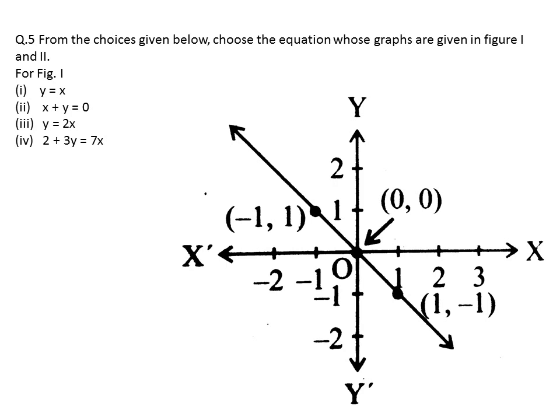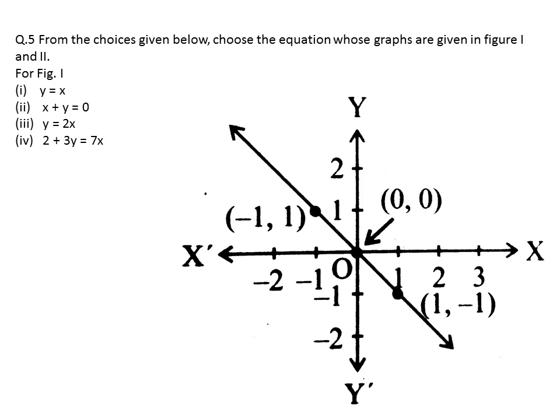So our first point is 1, comma minus 1. The first equation is y equal to x. That means x and y both are equal. Check it. x is 1, y is minus 1. It is not equal. That means the first is not our answer. Second is x plus y equal to 0. We have to add x and y. The answer should be 0. 1 minus 1 is 0. Yes, it is true for this point.